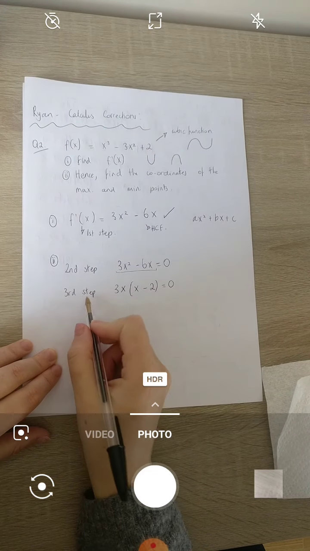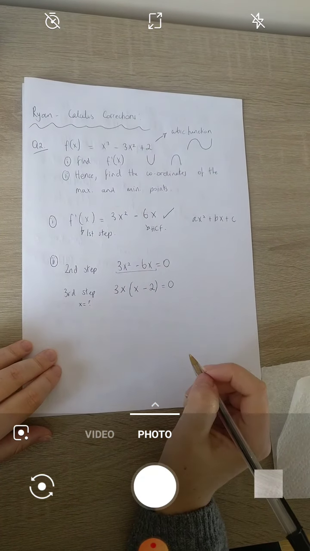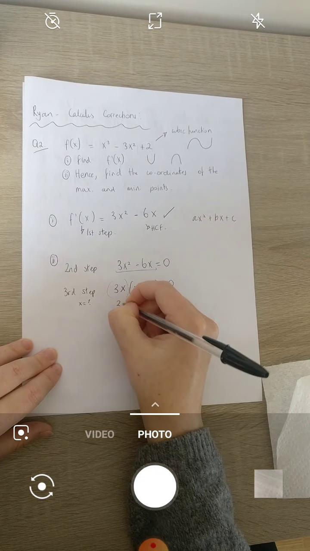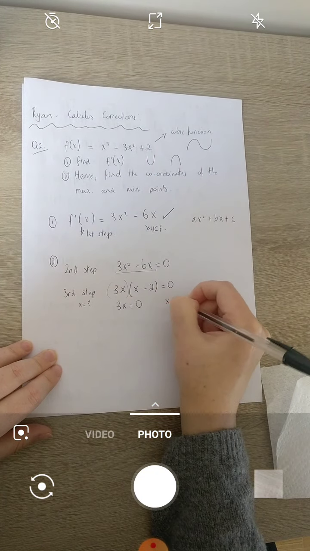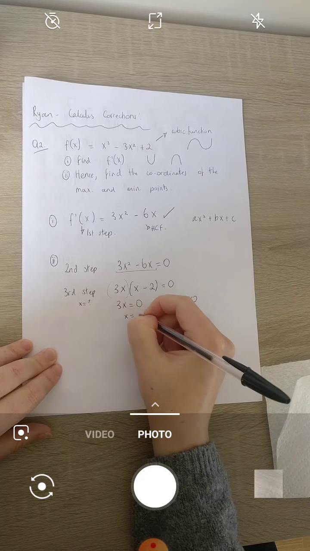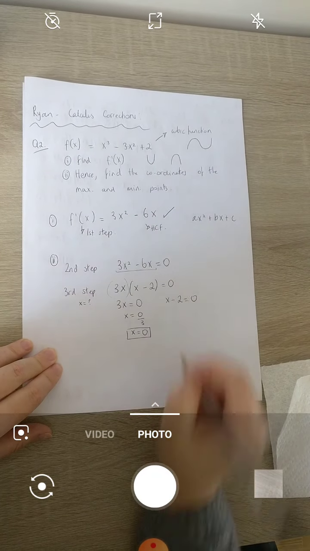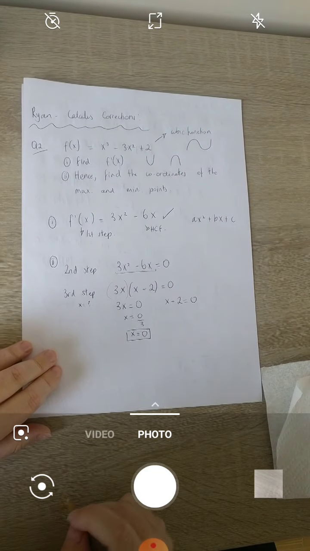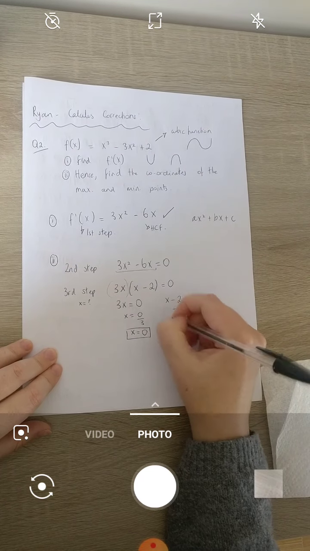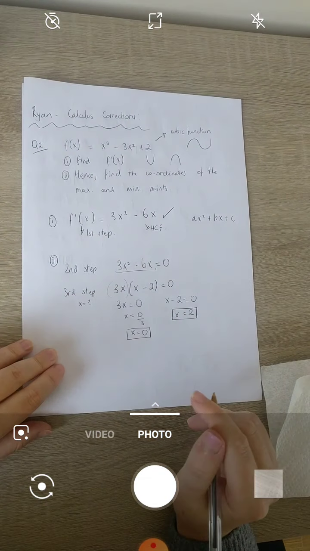Okay, now if third step means we're solving it, it means at the end of the third step you should have your x values. So remember, if it's a quadratic, we let both brackets equal to 0. So 3x equals 0, x minus 2 equals 0. 3x is 3 times x, so when we move times to the other side, we end up with 0 over 3, which is just 0. And over this side, moving negative 2 to the other side becomes positive. So at the end of your third step, you should have your two x values.